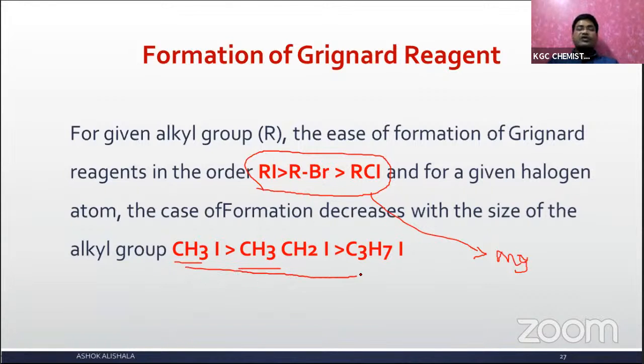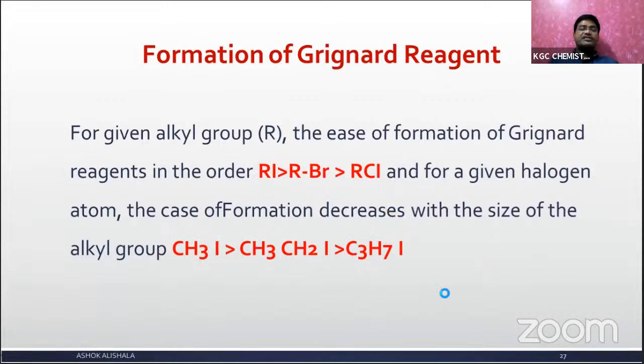With respect to the alkyl groups, with the same halogen, with increasing bulkiness of the alkyl group, the ease of formation of the Grignard reagent decreases. This point you have to remember. That means one point is iodides are more reactive than bromides, and bromides are more reactive than chlorides. And in the case of alkyl groups, methyl is more reactive than ethyl, and ethyl is more reactive than propyl. Like that, with increasing bulkiness of the alkyl group, the reactivity decreases.